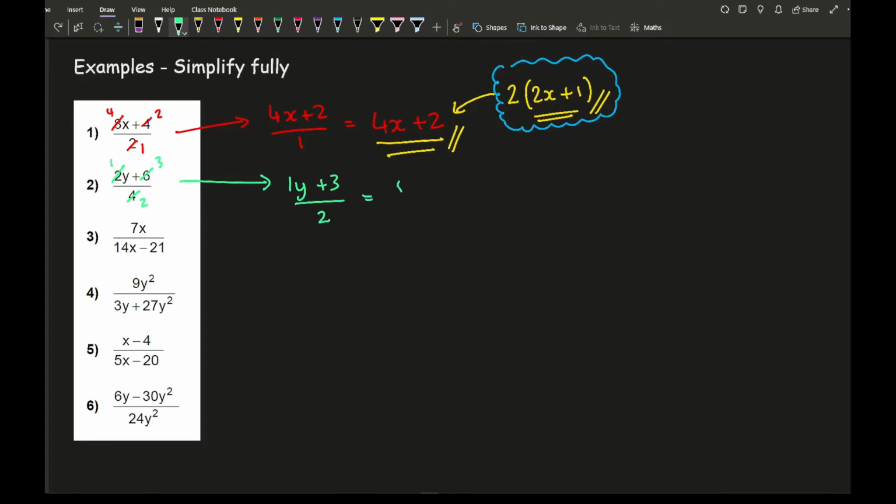And again, 1y is just y, so I'm just going to write that's y plus 3 over 2. Now, can I simplify this any further? No, because I've got a single term and just one of them, and I've got 3 and 2, which don't cancel down, so that would be my final answer.